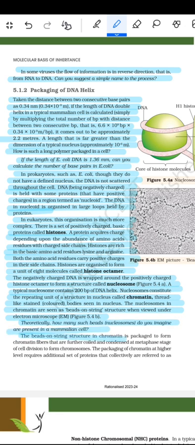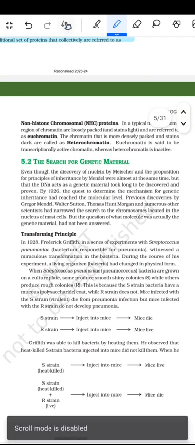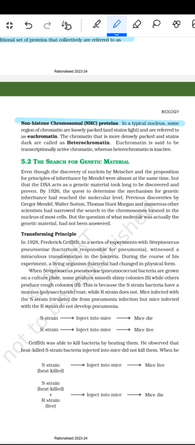The beads-on-string structure in the chromatin is packaged to form the chromatin fiber that is further coiled and condensed at the metaphase stage of cell division to form the chromosomes. The packaging of the chromatin at a higher level requires an additional set of proteins that collectively are referred to as non-histone chromosomal proteins (NHC).